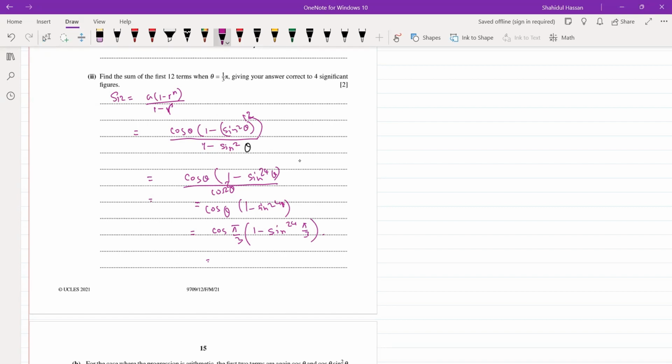I made a calculation mistake here, so let's not do this. Let's skip all of these things. Let's put the value in the first line: cosine pi by 3, 1 minus sine to the power 24 of pi by 3, over 1 minus sine pi by 3, the square.